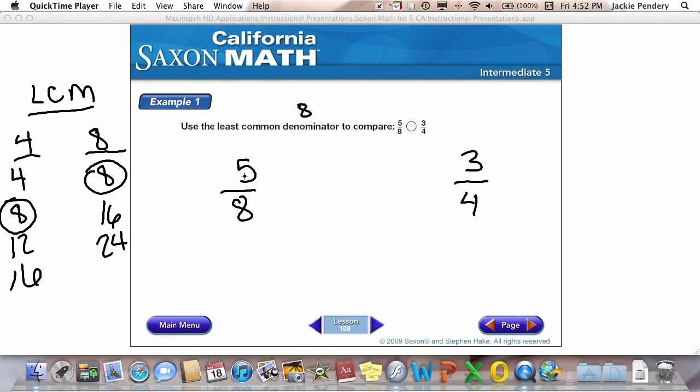So I'm going to leave 5/8 alone because it already has a denominator of 8. But I'm going to change 3/4 so that it has a denominator of 8. I know 4 times 2 is 8, so I multiply the entire fraction by 2 halves. 4 times 2 is 8, 3 times 2 is 6, and now I use 5/8 and 6/8 to compare, and I see that 5/8 is less than 6/8. Okay? All right, example 2.